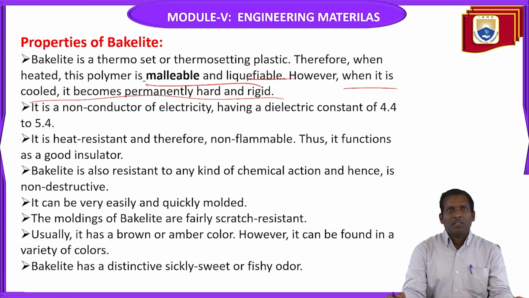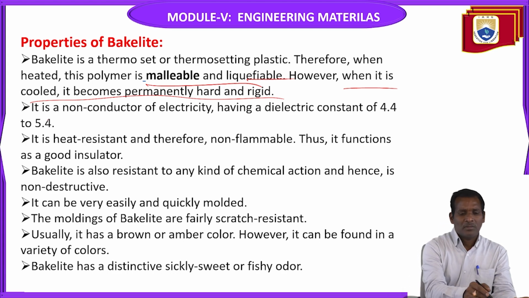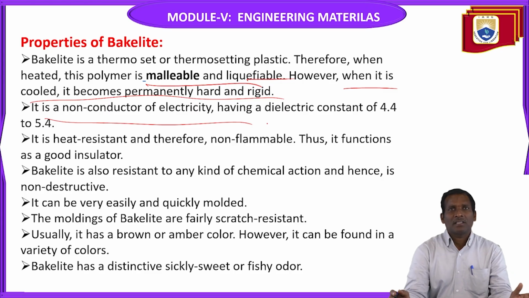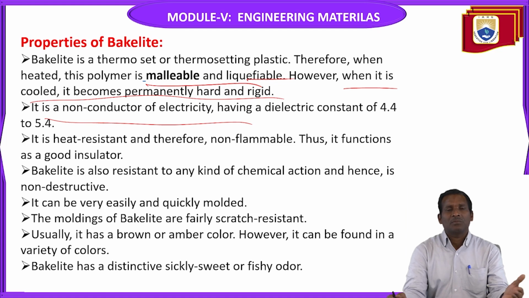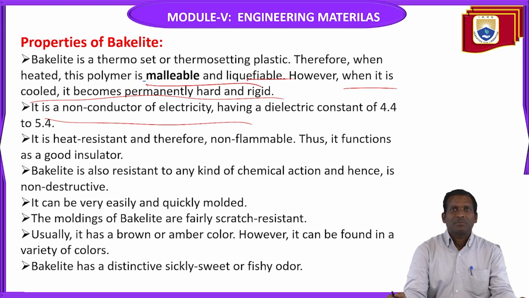Every material has some mechanical properties like strength, hardness, ductility, malleability, and creep. Bakelite has this malleable and liquefiable property. It is a non-conductor of electricity, with a dielectric constant of 4.4 to 5.4. It is not a conductor, which is why it is used in electrical switches.